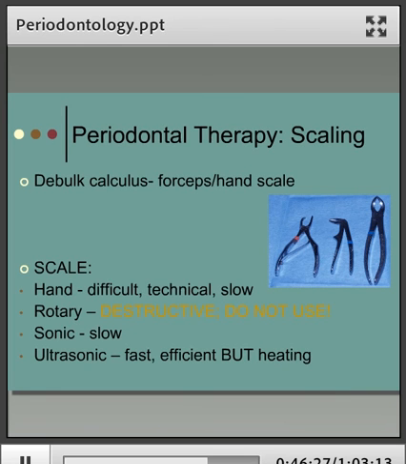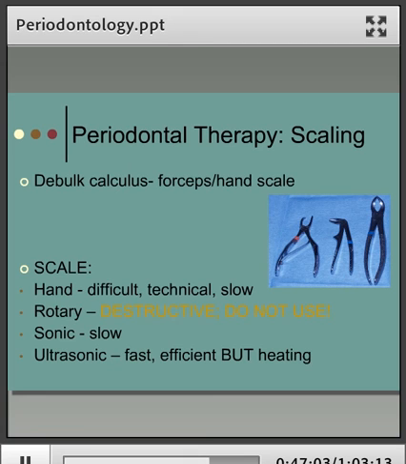Now, when it comes to scaling, and therefore removal of calculus, for debulking, I would use a hand scaler. I'm not a fan, I have to say, of calculus forceps. Yep, they remove calculus, but they also tend to remove crowns if you're not careful, so not ideal. The other thing is, very often the things that you have at the practice that are called tartar crackers or whatever else aren't at all. They're actually extraction forceps and not suitable for what they're being used for.